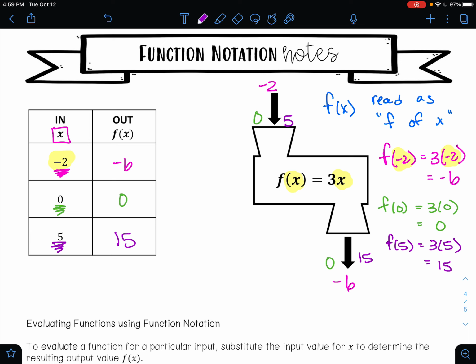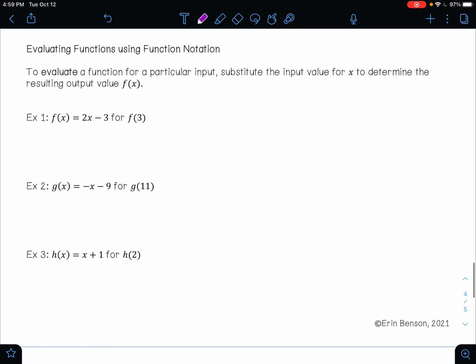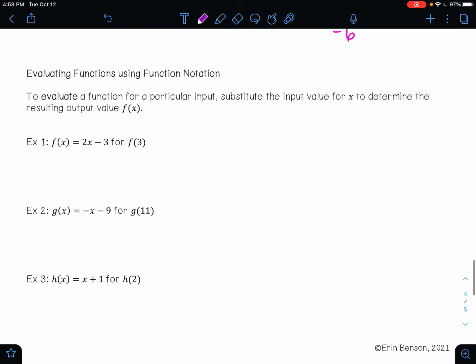So that's what we're doing when we're evaluating functions. So let's practice that again down here without looking at the function machine. If it helps you, go ahead and draw your own function machine and you can plug it in that way. So it says to evaluate a function for a particular input, substitute the input value for x to determine the resulting output value f of x.